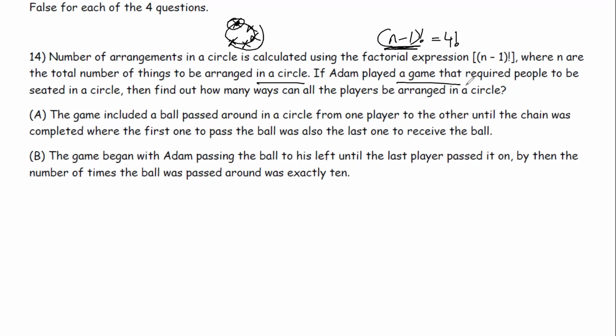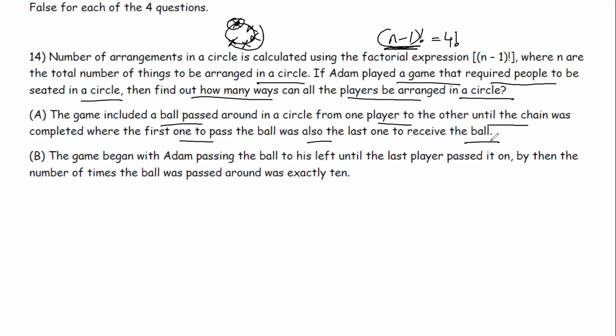If Adam played a game that required people to be seated in a circle, find out how many ways all the players can be arranged in a circle. So we basically need to know how many players there are altogether, right? The game included a ball passed around in a circle from one player to the other until the chain was completed, where the first one to pass the ball was also the last one to receive the ball. It's like a musical game where when the ball stops, the one who has the ball in hand is probably going to do something or be eliminated, something like that.